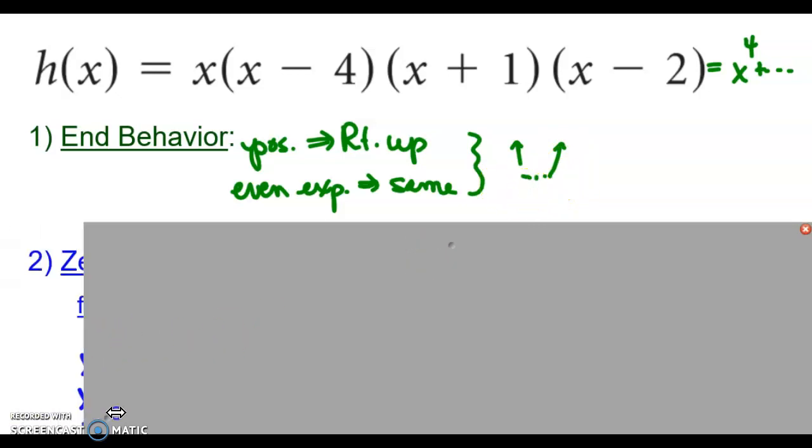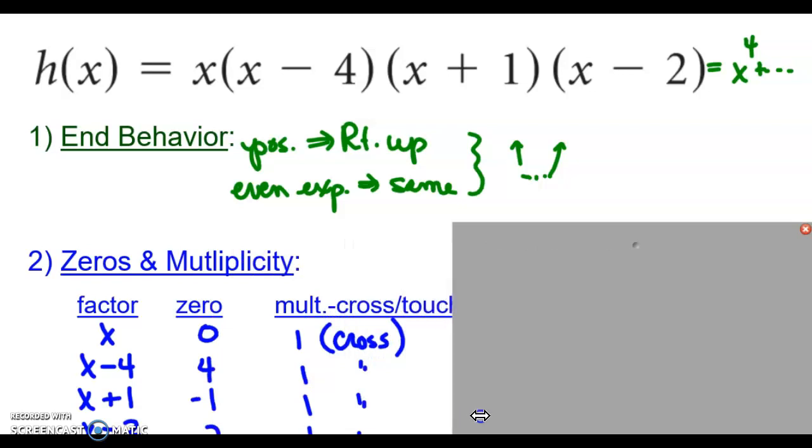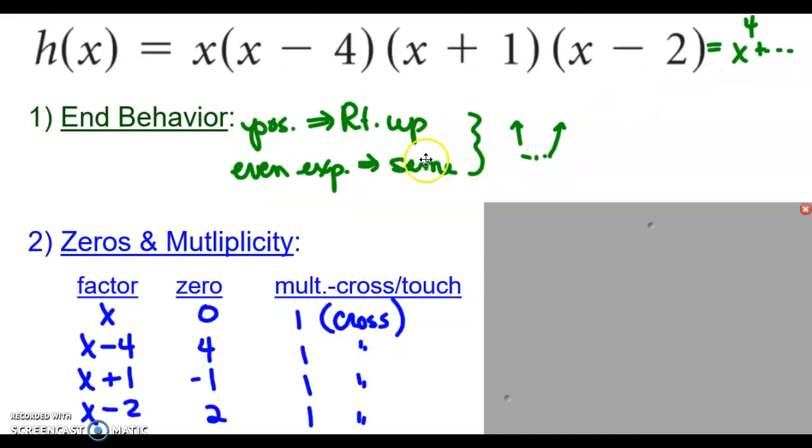So to figure out what happens in the middle, remember we look at the zeros. Okay, so fortunately this is all factored for us, and it's easy to tell what the zeros are. So I've listed my factors, then I'm asking what makes that 0. So 0, a 4, a -1, and a 2. All of these have an exponent of 1, so the multiplicity is 1. Because that is odd, that means it's going to cross at each of those.